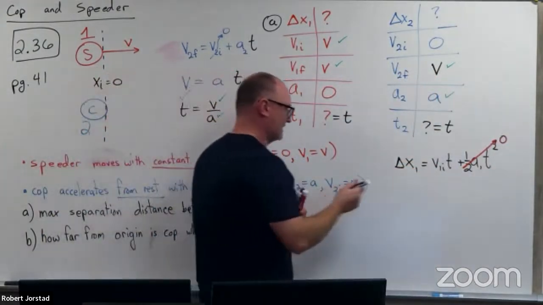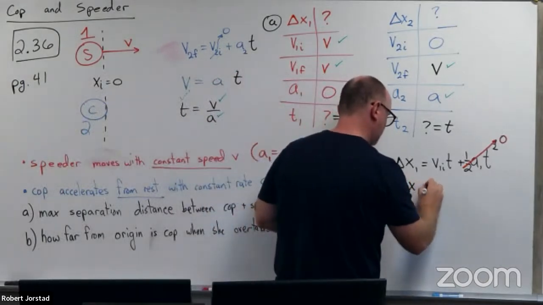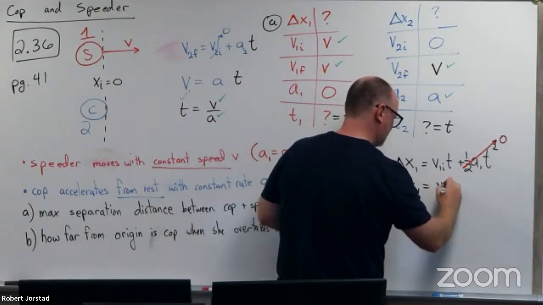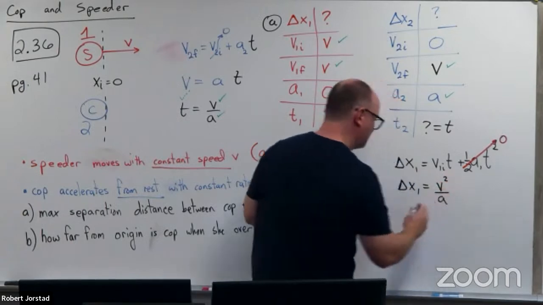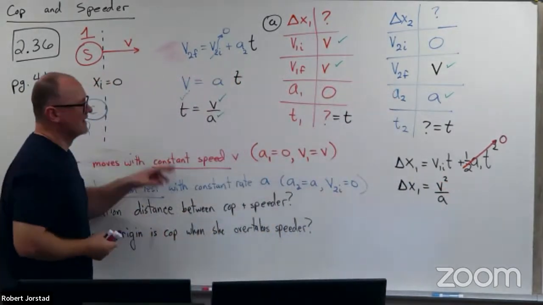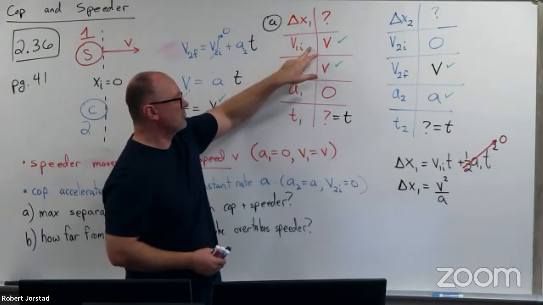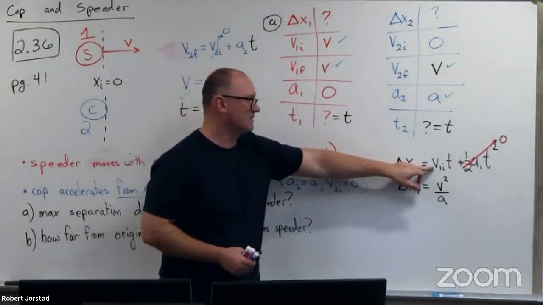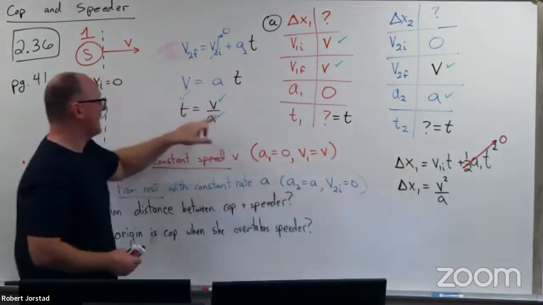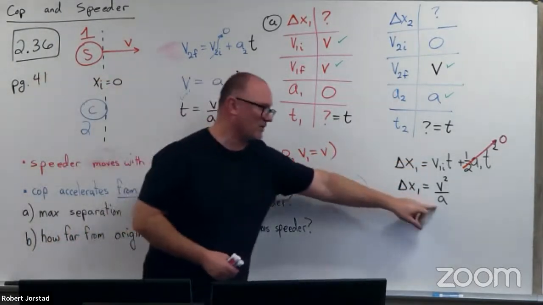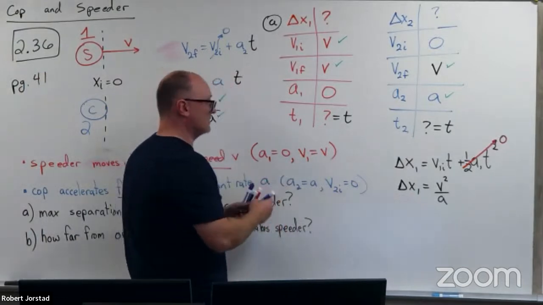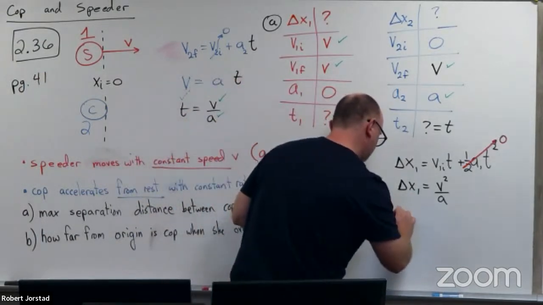So notice, take a second to buy into that. Delta x1 is using V1 initial, which is V. So if I plug in a V and a V over A, I get V squared over A. I could then do delta x2.